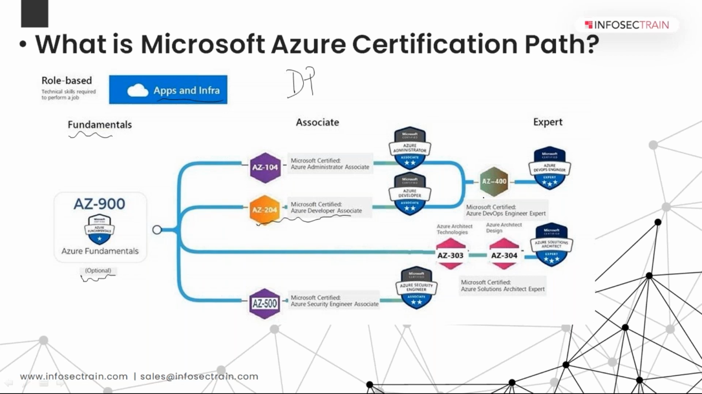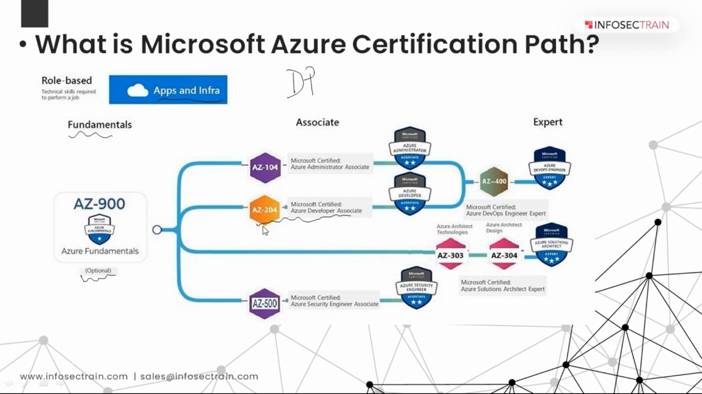Or if you are someone who is looking to go into the Azure DevOps field and you are already a developer, AZ-204 is the best path for you to proceed. It's not compulsory to go for AZ-900. Instead, you can directly start with your AZ-204 journey.